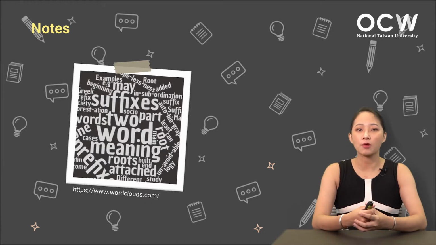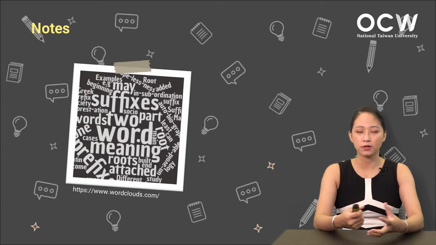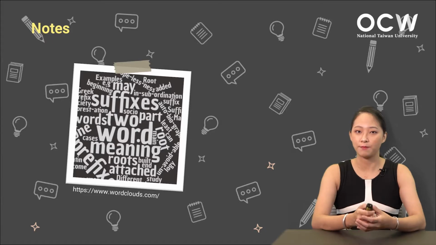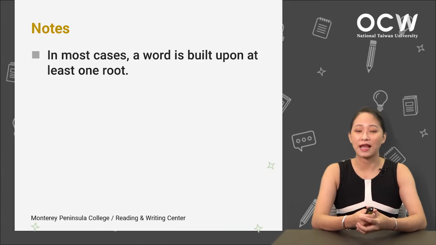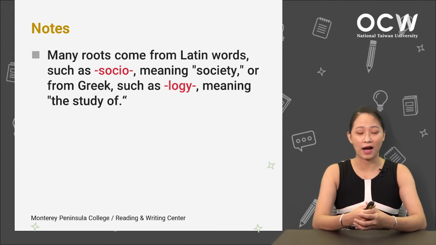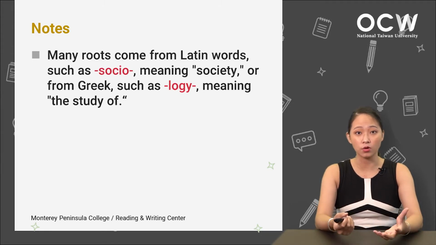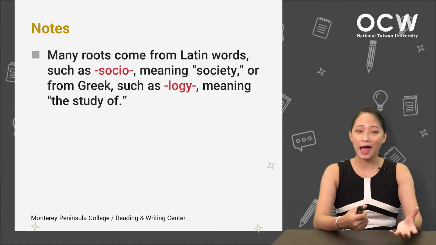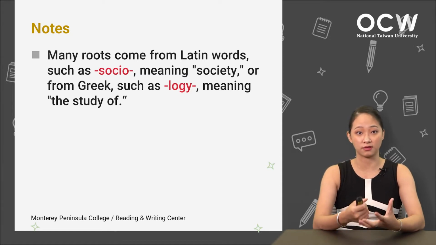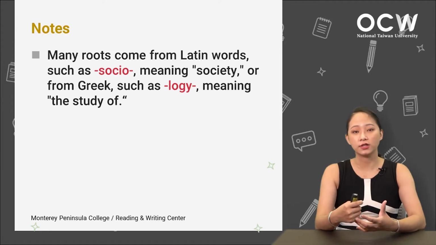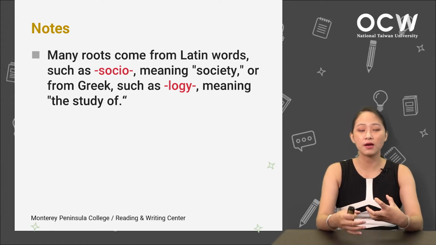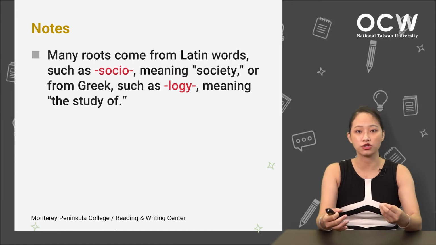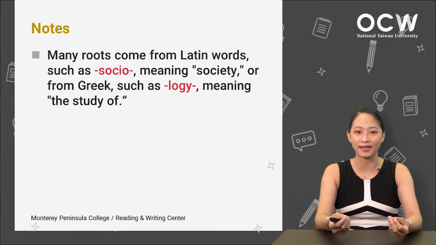So before we talk more about word parts, there are some things you need to know and be aware of. With every single word, usually there's at least one particular root word. And many of these root words actually come from Greek or Latin words. For example, in Latin, the word socio means society, whereas in Greek, the word logi means the study of. If you put them together, Greek plus Latin, sociology, which means the study of society.